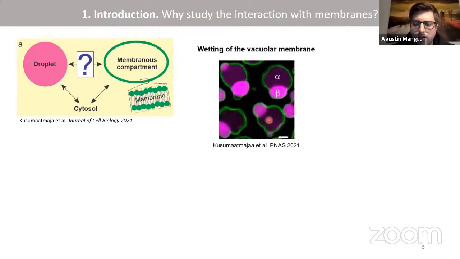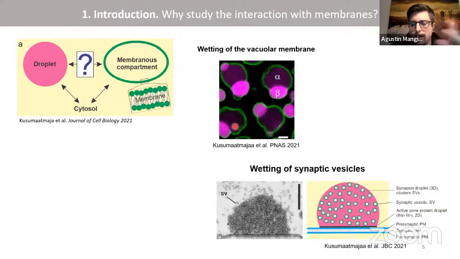So these are, for example, vacuoles of Arabidopsis, and inside they have this storage protein that phase separates and can wet the membranes of the vacuoles, and it can remodel these membranes, and this is an important step in plant embryogenesis.